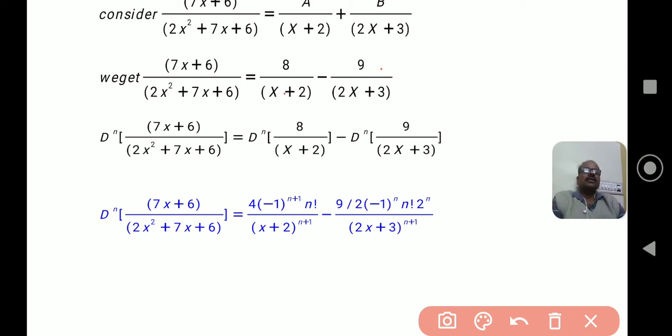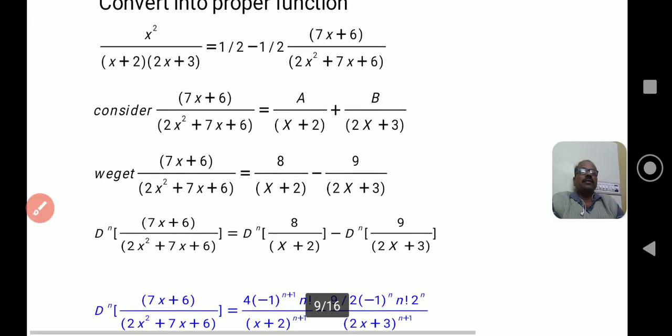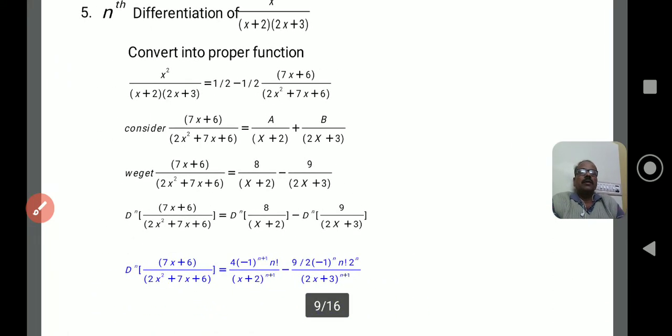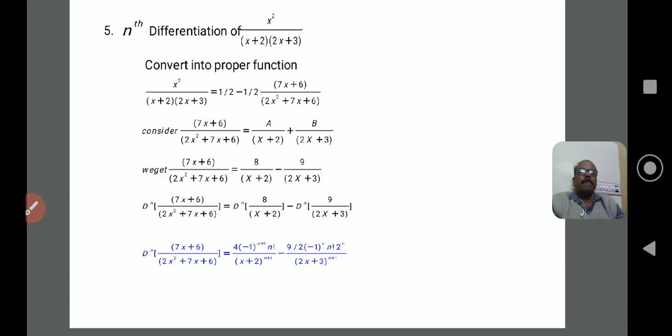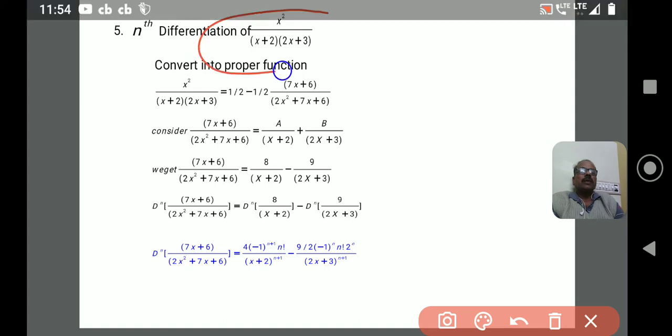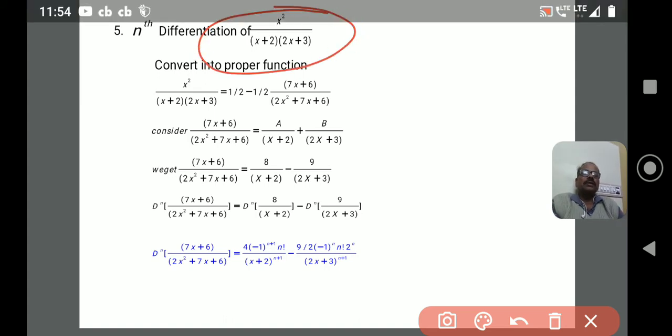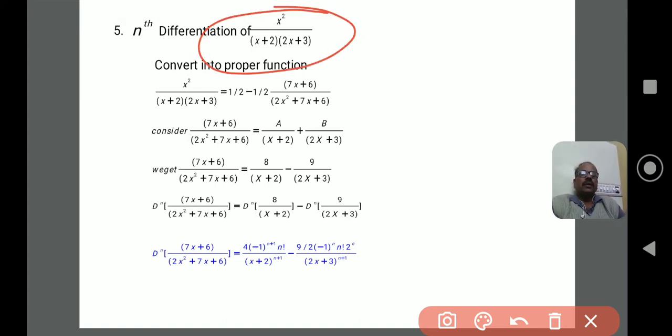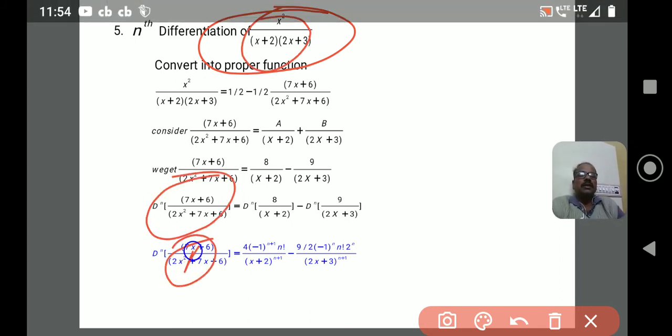Next, you find the nth derivative of this function, the total function. Observe the result. What is given? x square plus 2x plus 2 over 2x plus 3, and the value is 7x plus 6 and so on. But you should write here whatever function is mentioned here, this is the function.